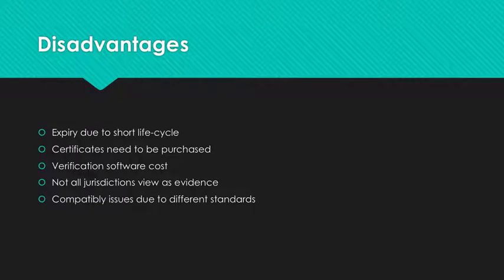Next, we talk about the disadvantages. The disadvantages of digital signatures include expiry due to the short life cycle and nature of technological innovations. Digital signatures are effective when used with certificates that senders and recipients have to purchase, and in addition, verification software also comes at a cost. There are certain jurisdictions in the world where digital evidence does not hold. Having different digital signature standards, the issue of compatibility becomes a problem.